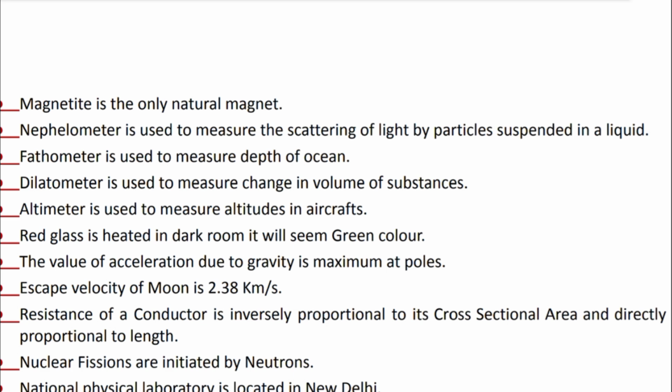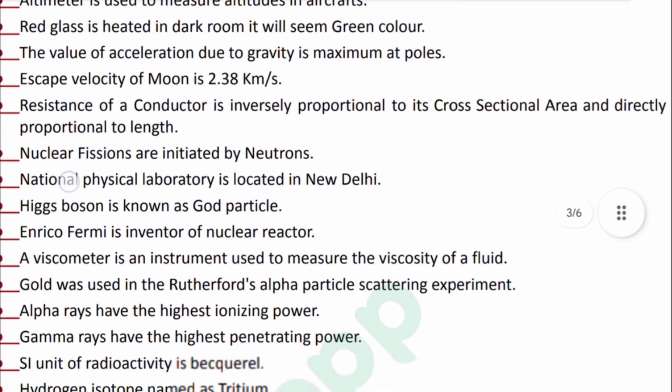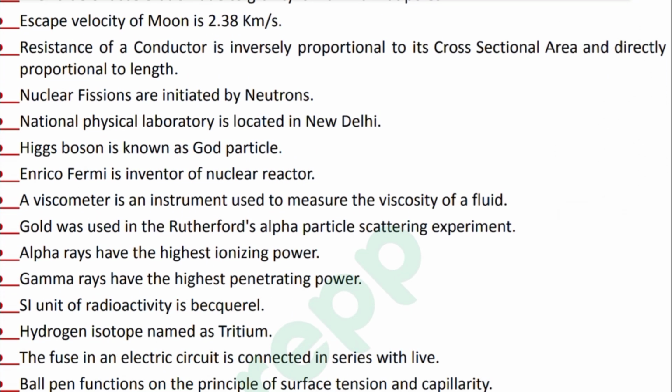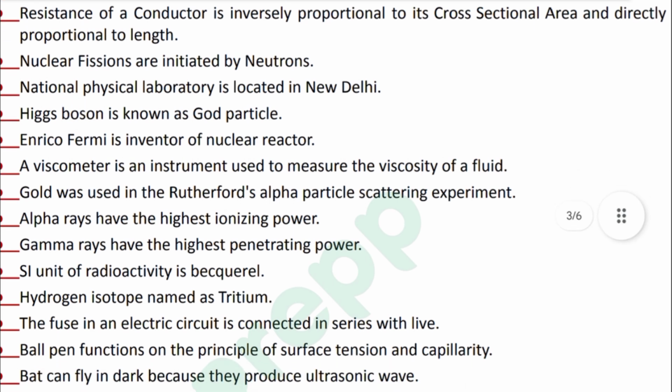The value of acceleration due to gravity is maximum at pole. Escape velocity of moon is 2.38 km per second. Resistance of conductor is inversely proportional to its cross-sectional area and directly proportional to length. Nuclear fission is initiated by neutron. National Physical Laboratory is located in New Delhi. Higgs boson is known as God particle. Enrico Fermi is inventor of nuclear reactor.